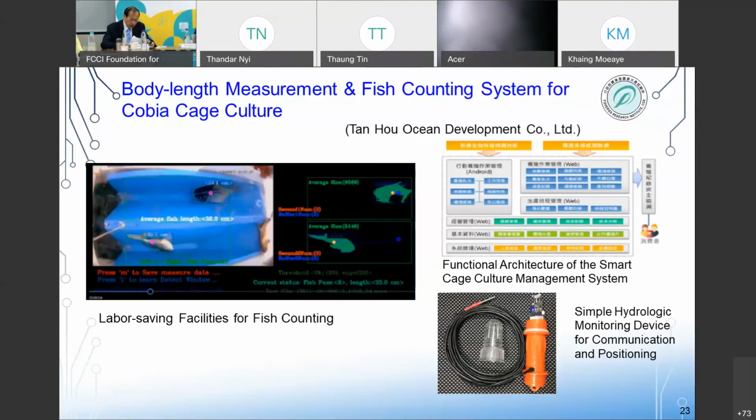And through the smart cage culture management system, the company promotes a trademark of fishery products with information transparency and traceability, labor saving and safety, immediate and real-time response, and builds a trusting relationship between customers and producers.